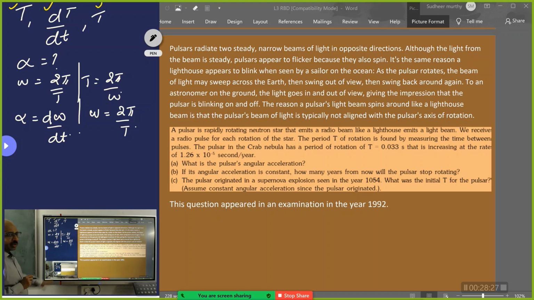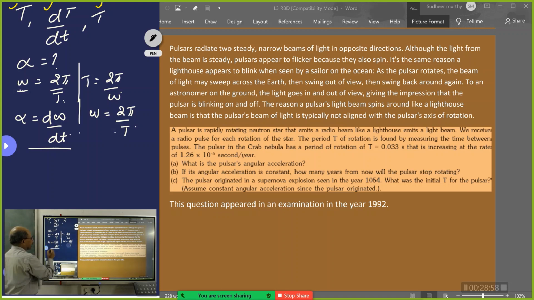I hope you have gathered this much information by reading. They are giving T, they are giving dT by dt, and you have to find out alpha. The immediate thing is that alpha is equal to d omega by dt. Since T is given, you can find the equation for omega. Omega will be equal to 2 pi by T. Now dT by dt is given to you, and the information for omega is in T.